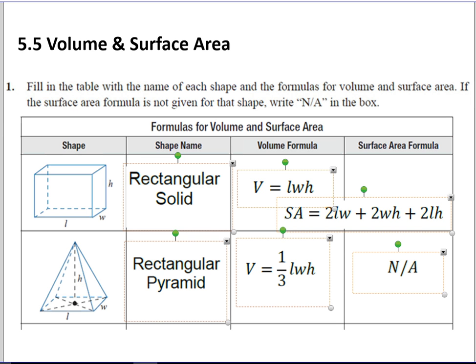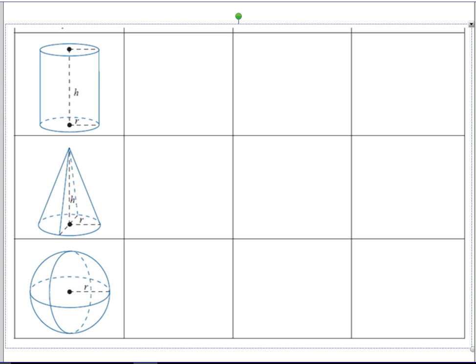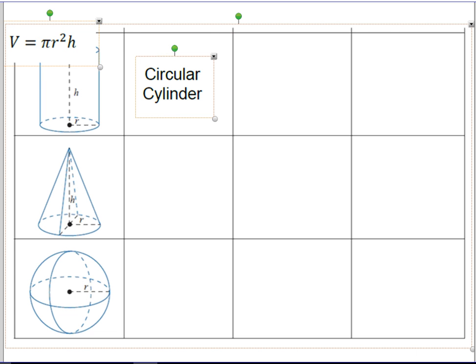Okay. Next, we're looking at a soup can shape, which is a cylinder. And so for this one, we have a circular cylinder because the bottom is a circle. And we know that the area of a circle is pi r squared. And so we're going to add our height to that for our volume equals pi r squared times height.